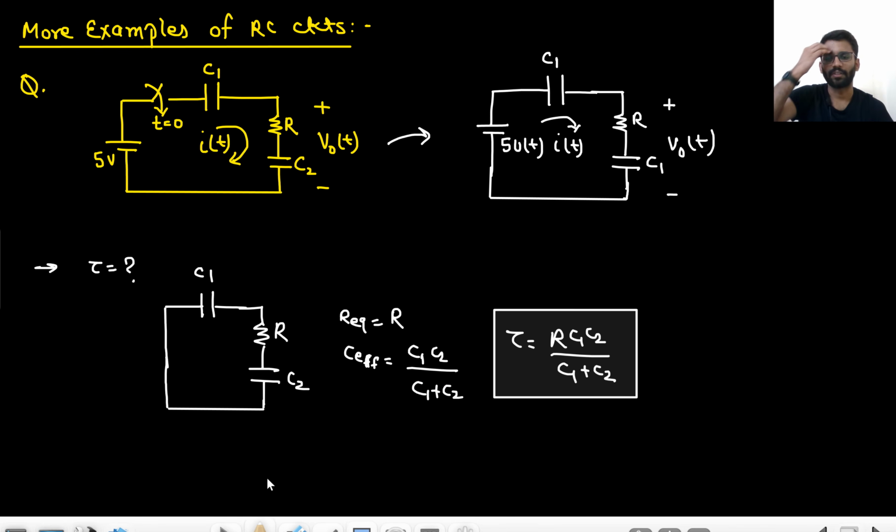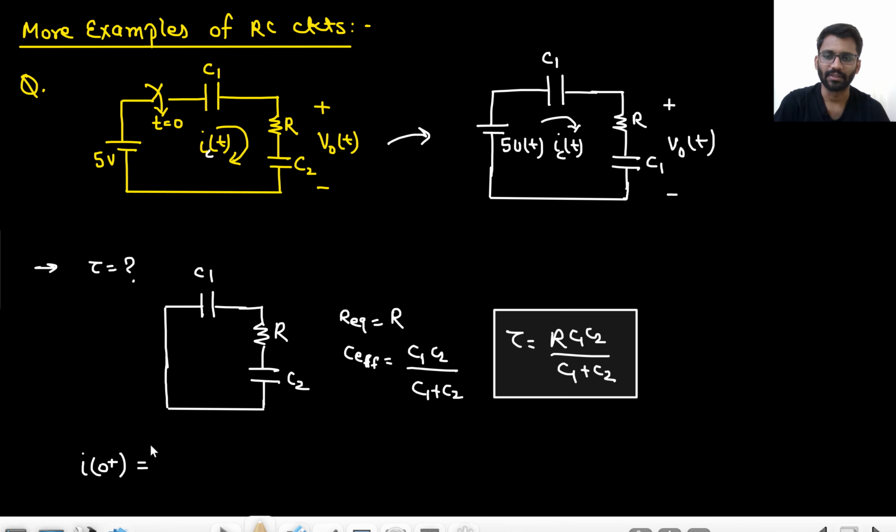This will be your time constant, first order circuit only. Okay, now comment on the things. Tell me what will be the value of I at t equals 0 plus. IC you can say, or I you can say. I will call it IC.